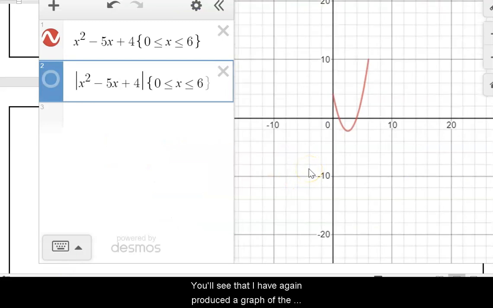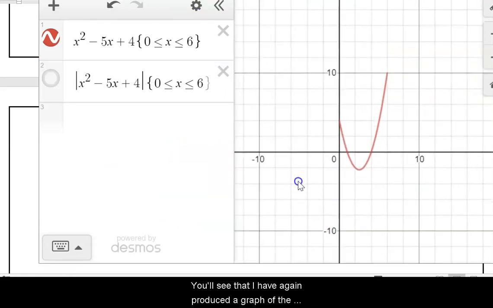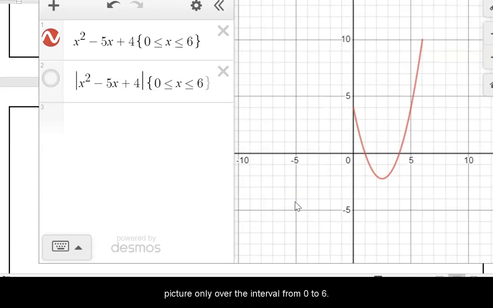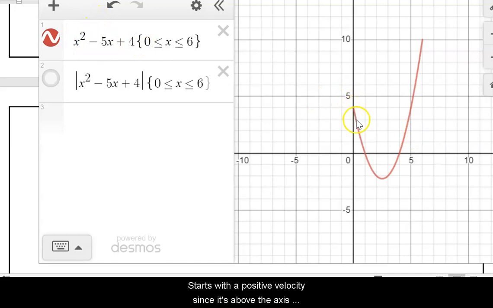You'll see that I have again produced a graph of the picture only over the interval from 0 to 6. Notice that this time our velocity function starts with a positive velocity since it's above the axis, meaning that it's traveling in the northerly direction. Then it stops and turns around. The velocity is 0 here at 1 and again at 4, meaning that the particle's not moving.